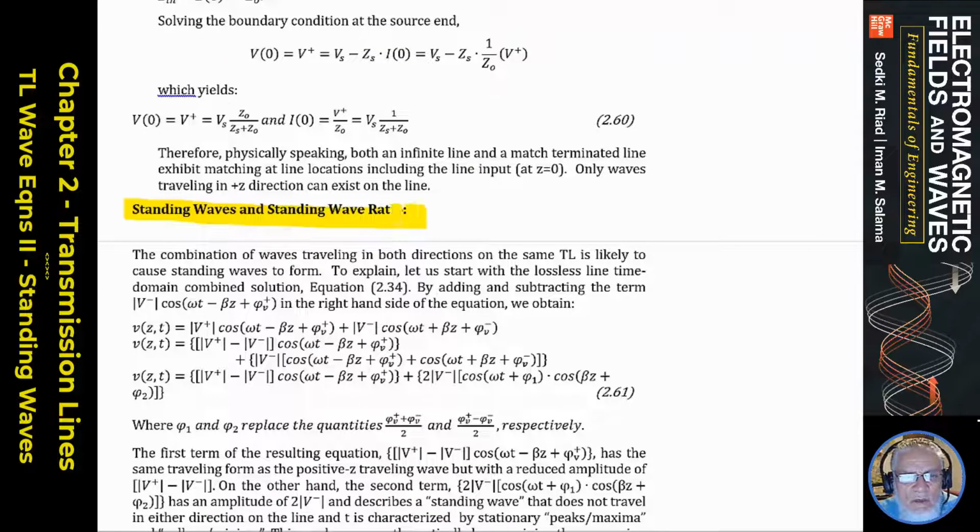The next special case that I want to talk about is a case that produces standing waves. That's interesting, because right here we only had waves traveling in one direction.